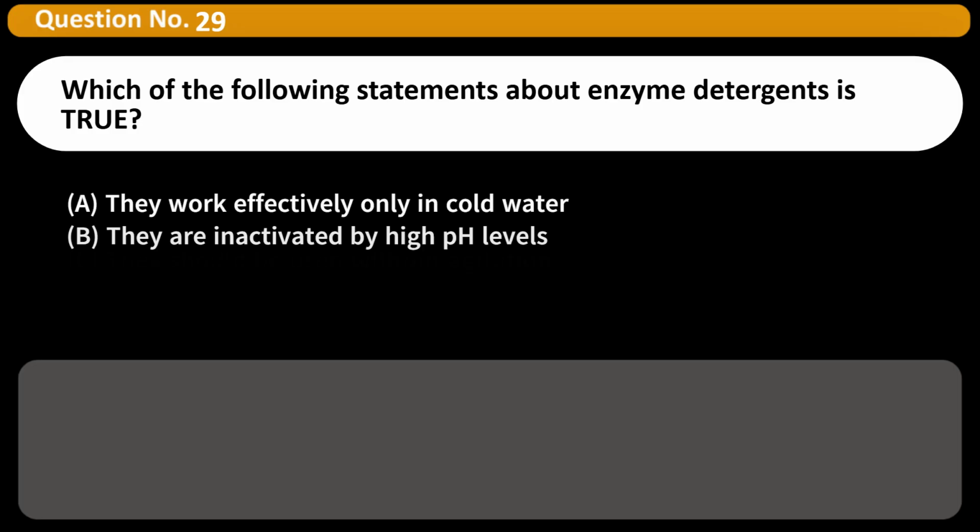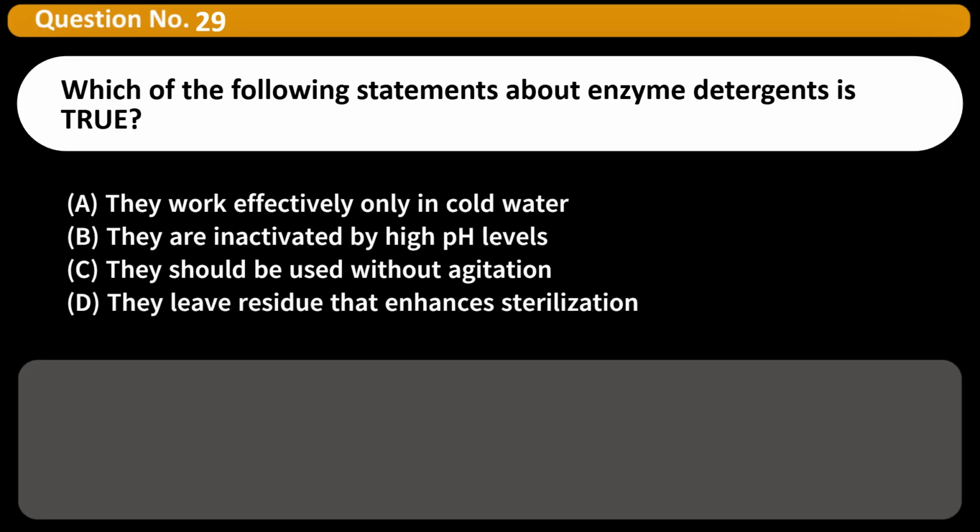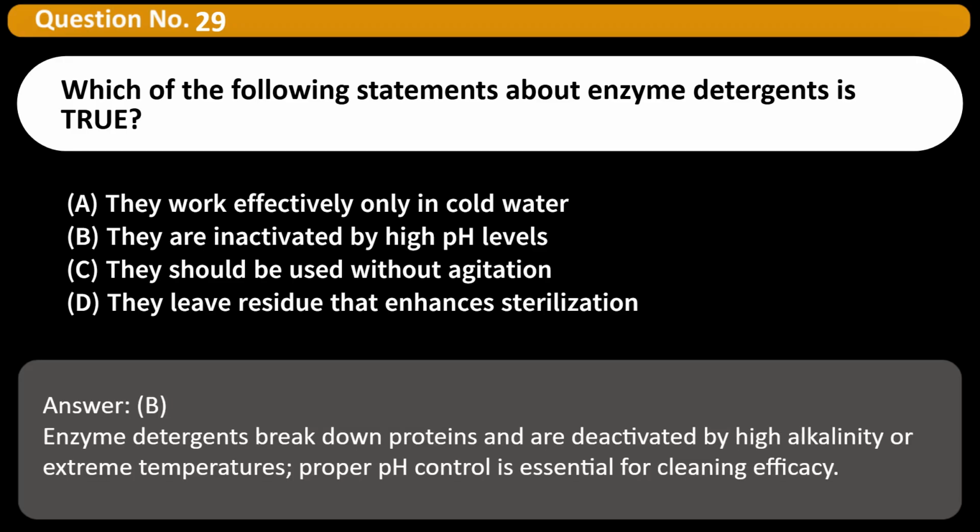Which of the following statements about enzyme detergents is true? A. They work effectively only in cold water. B. They are inactivated by high pH levels. C. They should be used without agitation. D. They leave residue that enhances sterilization. Answer: B. Enzyme detergents break down proteins and are deactivated by high alkalinity or extreme temperatures. Proper pH control is essential for cleaning efficacy.